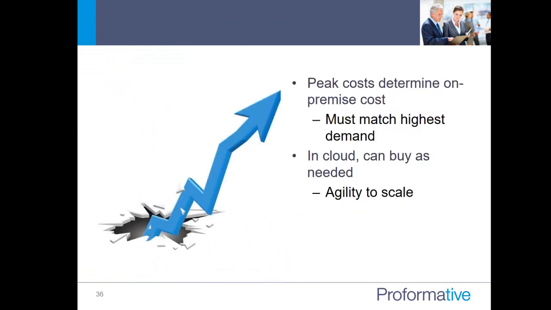And from a total cost of ownership perspective, when you buy for on-premises, you need to buy to your peak needs so that you're always able to meet demand, whereas in the cloud you can do more of a capacity on demand, or buy as you need it, and so that makes for a more scalable model.